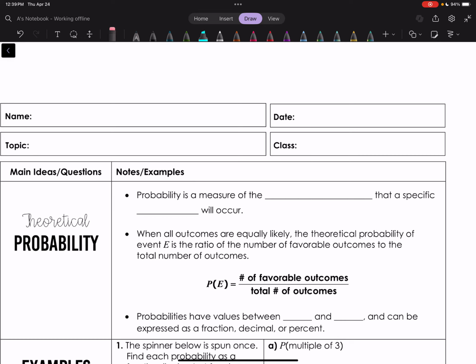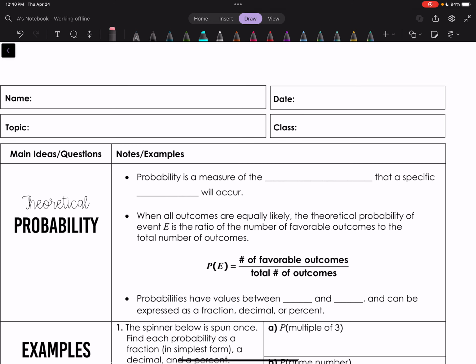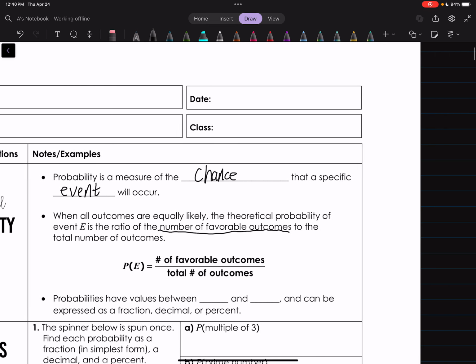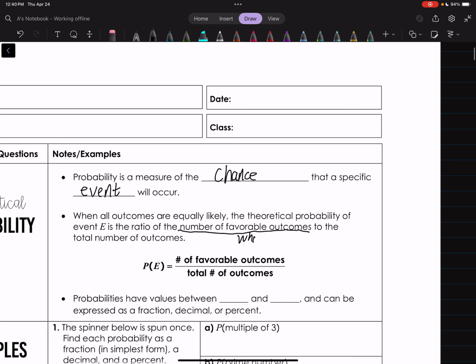Good morning. Today we're going to be talking about statistics in respect to theoretical probability. This is the measure of the chance some event will occur. Whenever you have all outcomes as equally likely, the probability is the ratio of the number of favorable outcomes. So this is really what you're wanting. So this is what you want to happen, divided by the number of total possible outcomes.